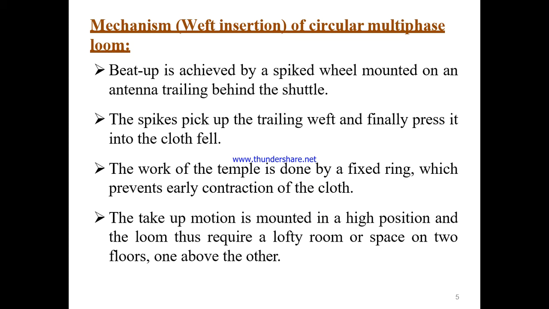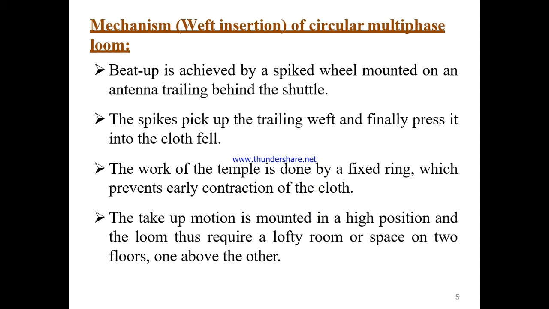The spike wheel is mounted on an antenna of the shuttle. Here no such type of reed is there. The spike picks up the trailing weft and finally presses it into the cloth fell. So the spike helps the trailing weft, which is inserted by the shuttle, to reach the position of the cloth fell.